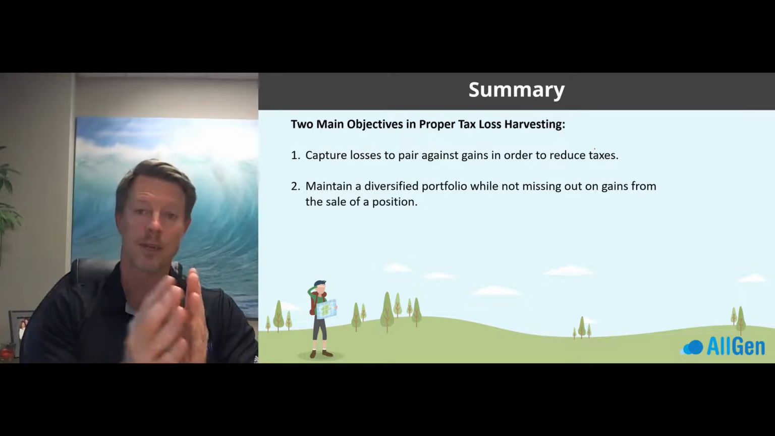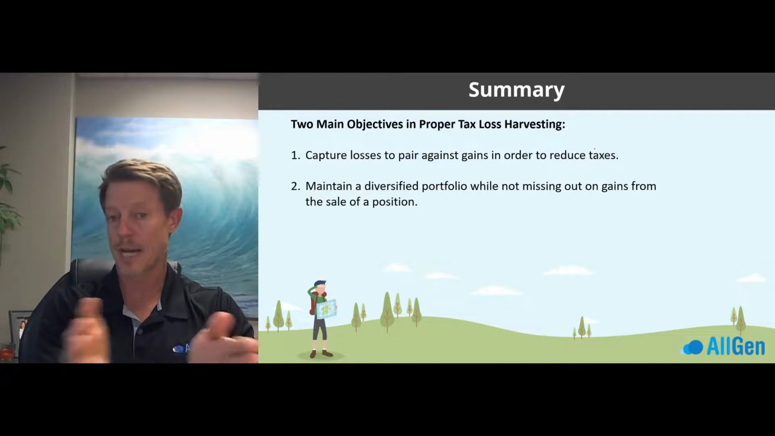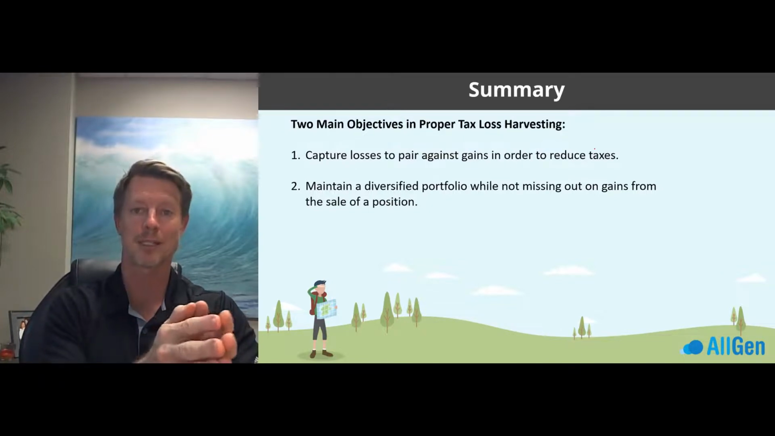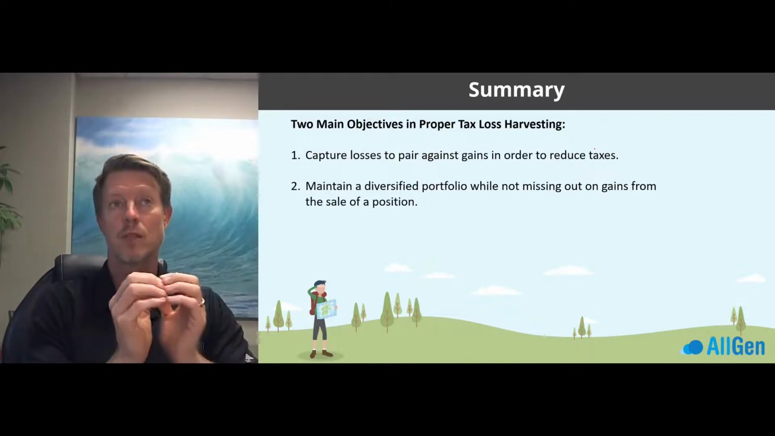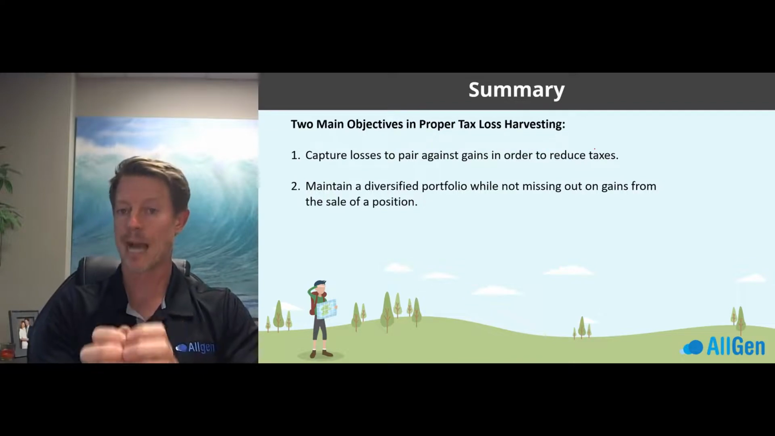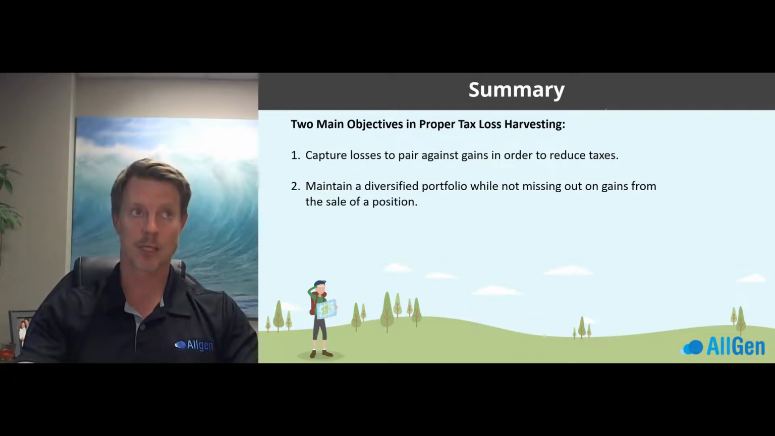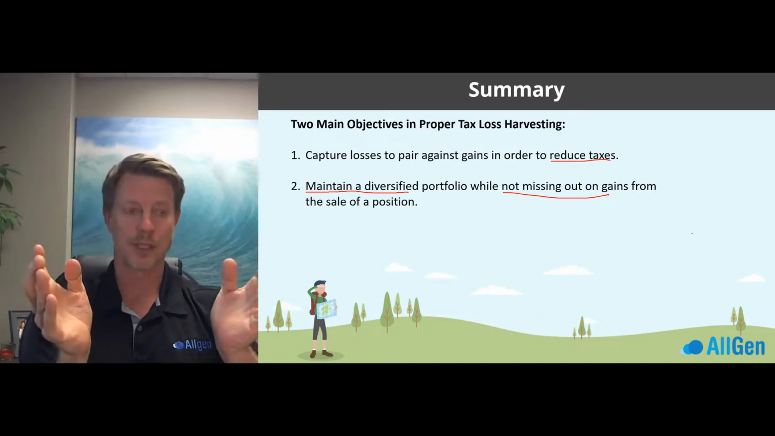And this is something that we do for our clients in our tax managed accounts. We do tax loss harvesting, and it's a little bit more complex than the example I'm giving here. However, similar principle. So in summary, the two main objectives when doing proper tax loss harvesting are to capture the losses, right, in order to reduce taxes. However, it's more important to maintain a diversified portfolio and not miss out on the gain from the sale of that position.